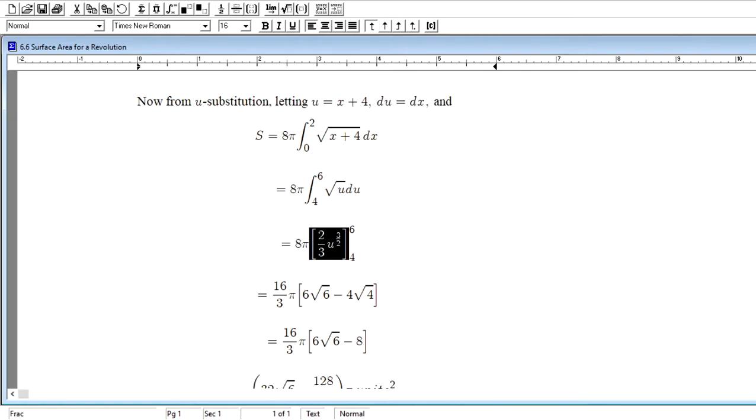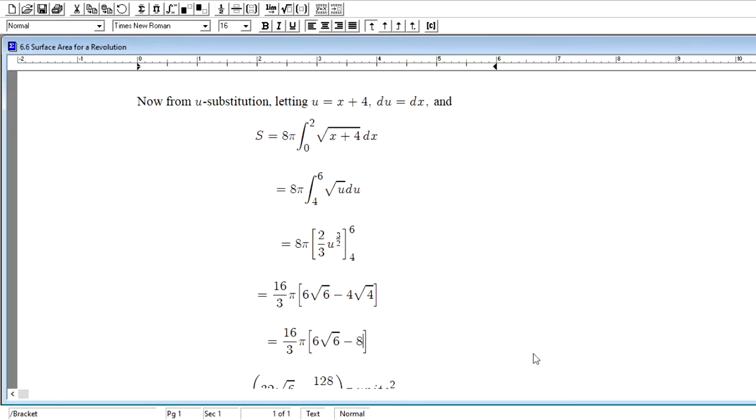And if we evaluate across those bounds, right at 6, u to the 3/2 becomes 6 square root of 6. And when we evaluate it at 4, that would become 4 square root of 4. Now, square root of 4 does simplify to 2. 2 times 4 is 8. So the value inside that brackets could be thought of as 6 root 6 minus 8.